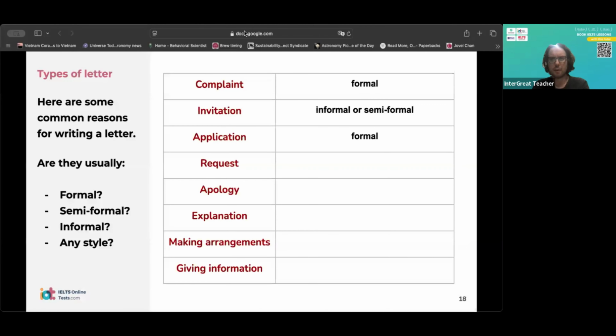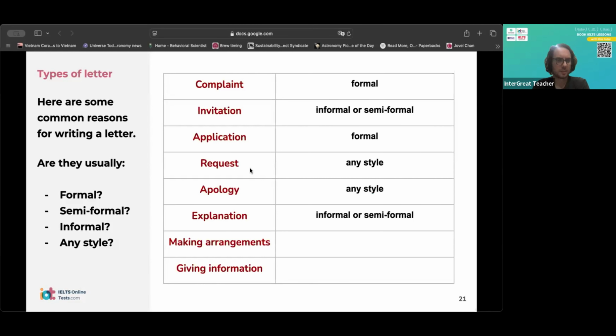And what do you guys think for request? Yeah, I would agree there. So that one could be formal. How about apologies? Okay, same. Yeah, any style in this case. How about the explanation this time? Well, that one would depend on who you are talking to.